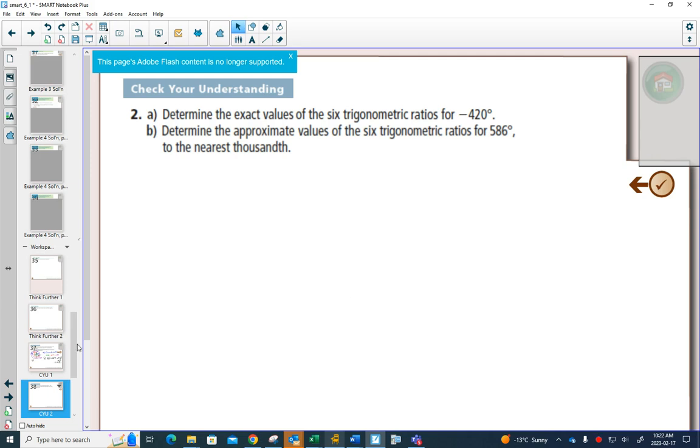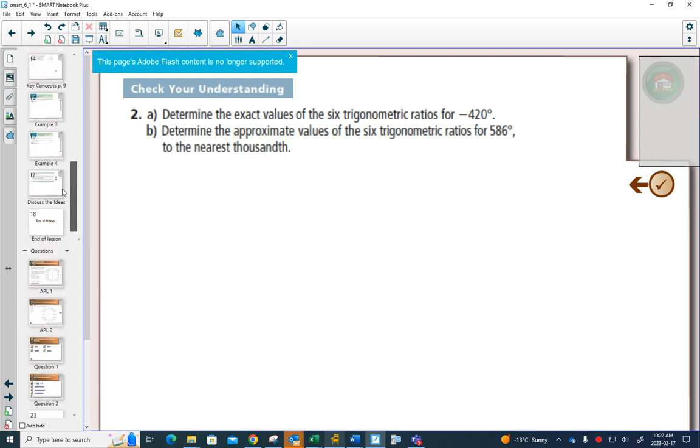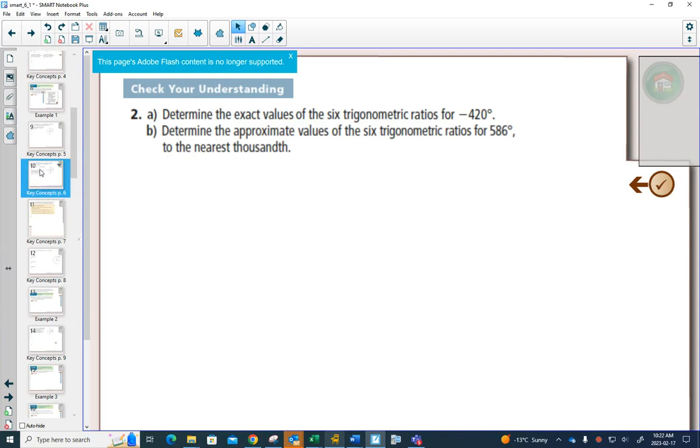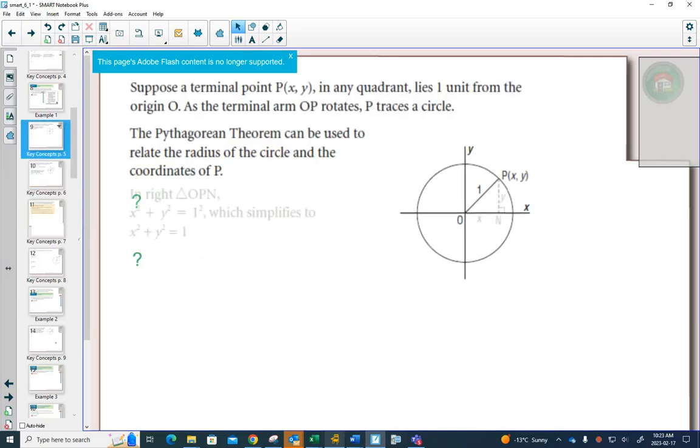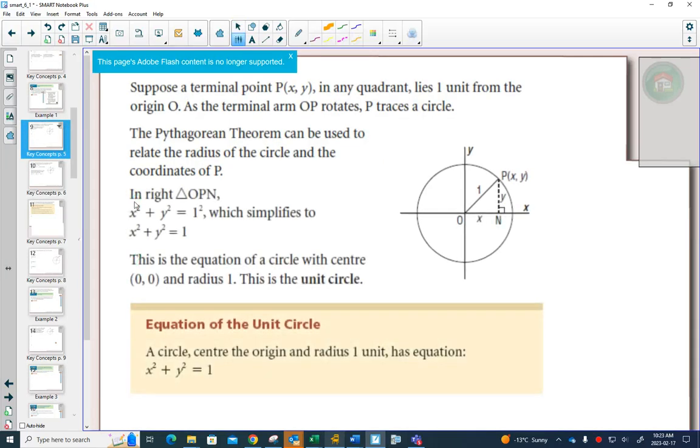And before we get to example 2, I want you to turn to the bottom of page 469, and we are going to get introduced to the unit circle. So what's going to happen is we are going to look at a circle with a radius of 1. There we go. You can take out your highlighter on this page.